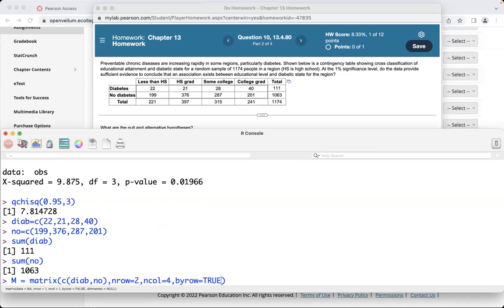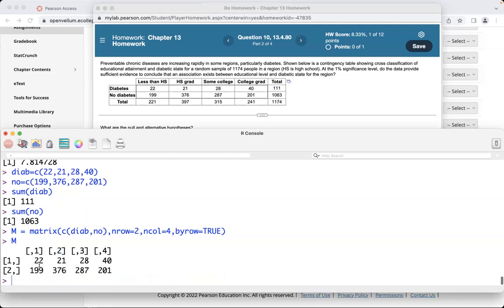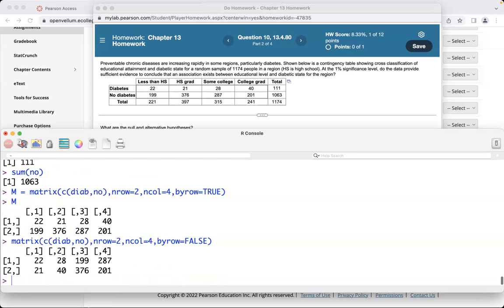I always put in the values by row. So in other words, I put the values in across. If we put in our matrix M, this gives us 22, 21, 28, 40, so that's the first row, and then 199, 376, 287, 201. I'm not going to store it, but just to show you, if I turn the by row option to false, it inputs the data slightly differently. It inputs 22, 21, 28, 40 according to the columns, not the rows, and so on, and then the next data goes in by columns. So anyways, that's what that code does.